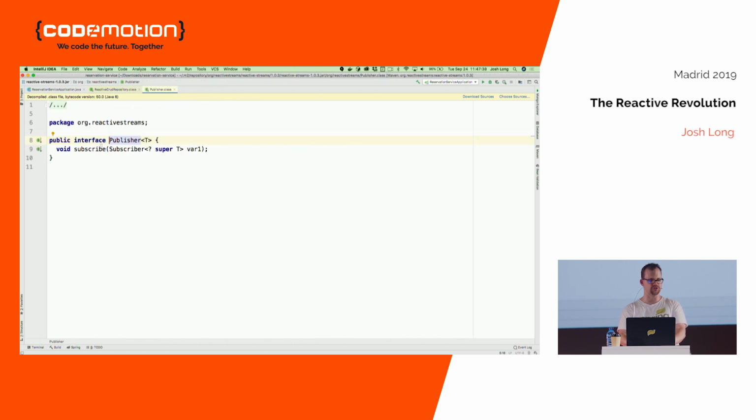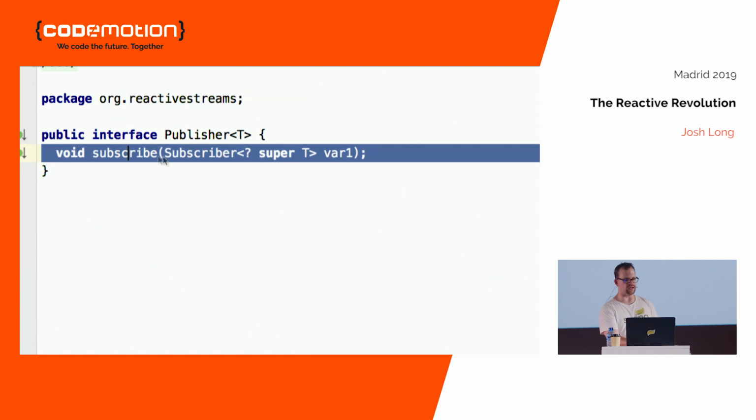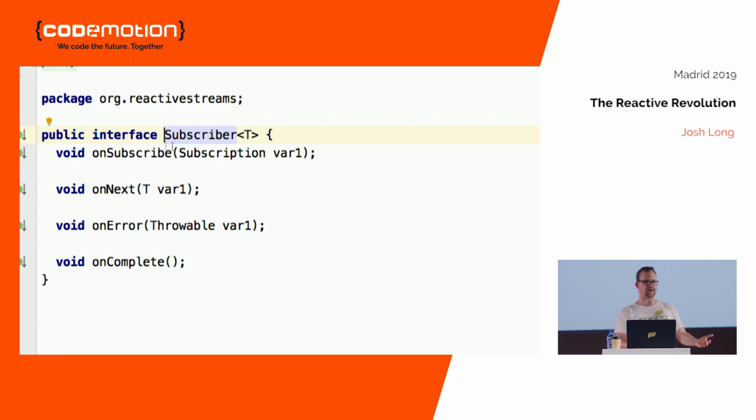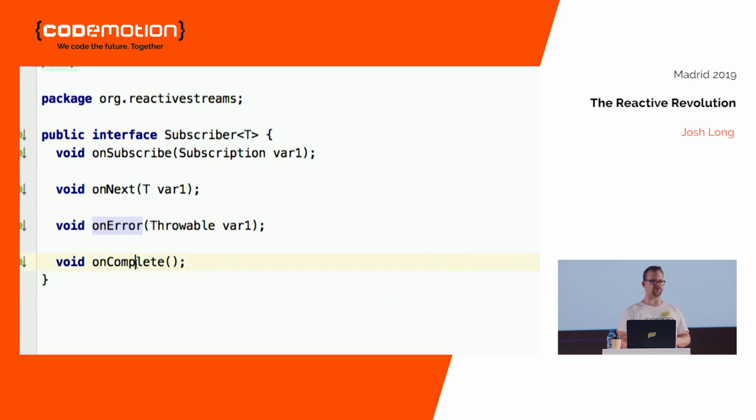First, the publisher. This is one of the Reactive Streams APIs. It publishes data to a subscriber asynchronously. The subscriber consumes the data. When it subscribes, it's given the subscription. We'll come back to this in one moment. When the data arrives asynchronously, the onNext method is called. When there are errors, the onError method is called. And when it's time to stop processing, the onComplete method is called.